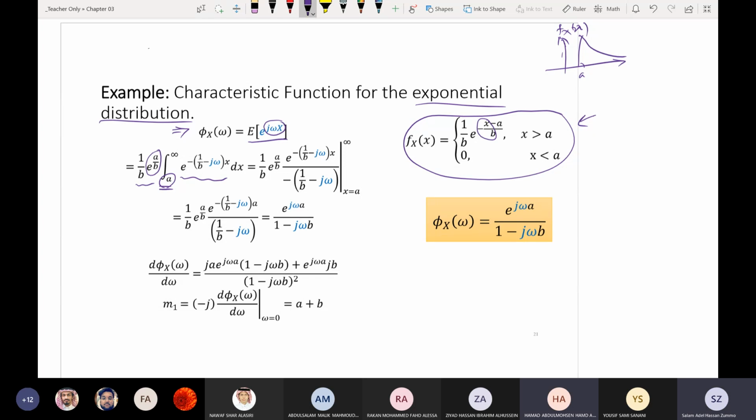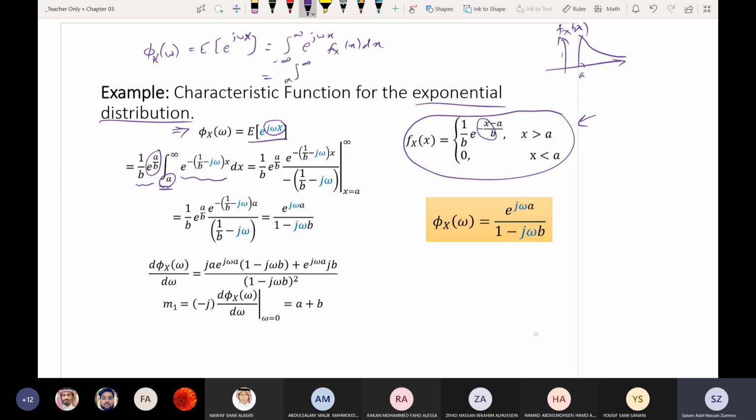Okay, the characteristic function of x, which is the expected value of e to j omega x, right? By definition, it's the integral from minus infinity to infinity of e to j omega x times f x of x dx, right? Now we know that the PDF starts from A, so it's A to infinity.